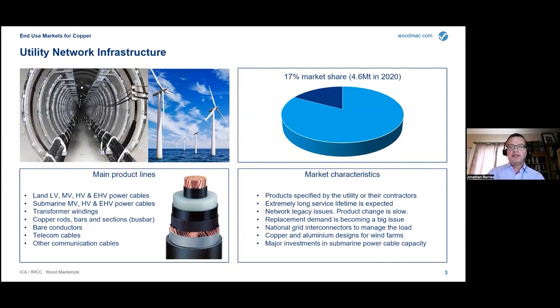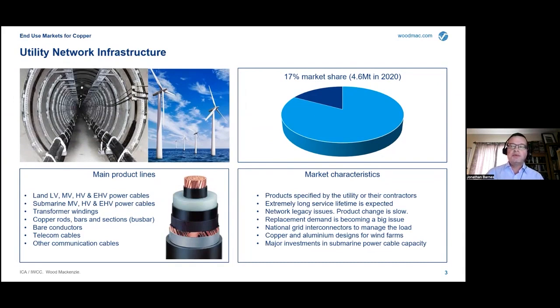And because this is utility network infrastructure, it's not just all about power cables, it's also about external telecom cables and other communications such as coaxial cables. In terms of its importance to the global markets, around a 17% market share, that's around 4.6 million tons. In terms of characteristics, the products tend to be specified by the utility or their contractors. They're expecting an extremely long service life, which is really demanded.